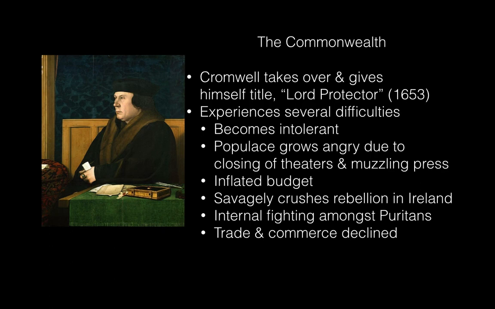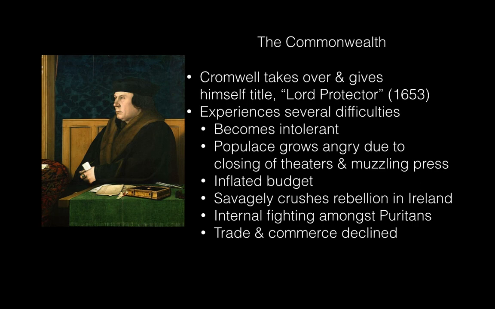Now, Cromwell actually experienced many different difficulties as Lord Protector. As time went on, he became intolerant, producing a backlash. The stiff-backed Puritan supporters angered the populace because, remember, Cromwell was a very strict Puritan. He closes all the theaters, anything that had to do with entertainment. Excuse me. And he also muzzles the press. I mean, no one is allowed to speak out against him. So you don't have freedom of press either.